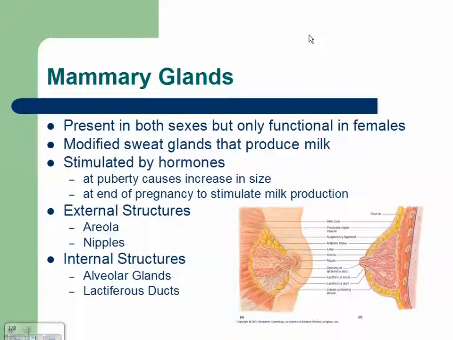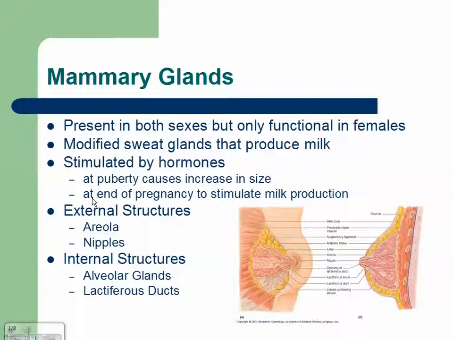So if you hear the word lactation, that is the scientific word for milk production. So when a woman is lactating, it means she's producing milk for her baby. So again, you'll find these types of glands. There are mammary glands in the breasts of males, but they're not going to be affected to grow or produce milk by hormones. That only happens in the females. They're only functional in the females.